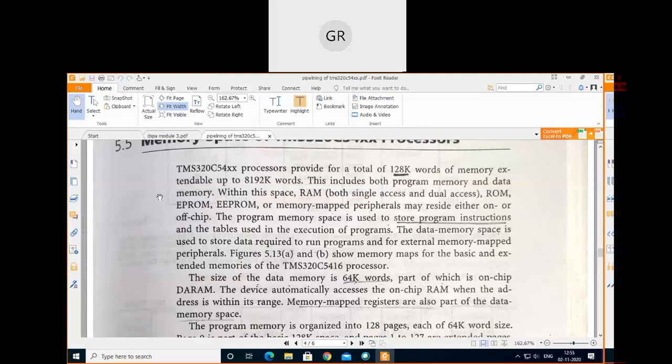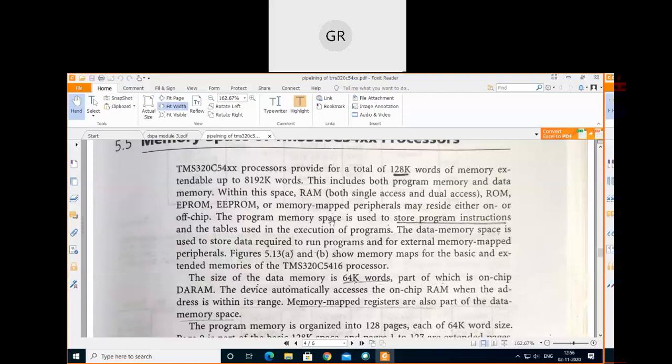Then ROM, EEPROM, or memory mapped peripherals may reside either on chip or off chip. The memory space consists of 128K words, extendable up to 8192K words, which includes both program memory and data memory. Within this space there is RAM, ROM, EEPROM, and also memory mapped registers or peripherals, which can be either on chip or off chip.